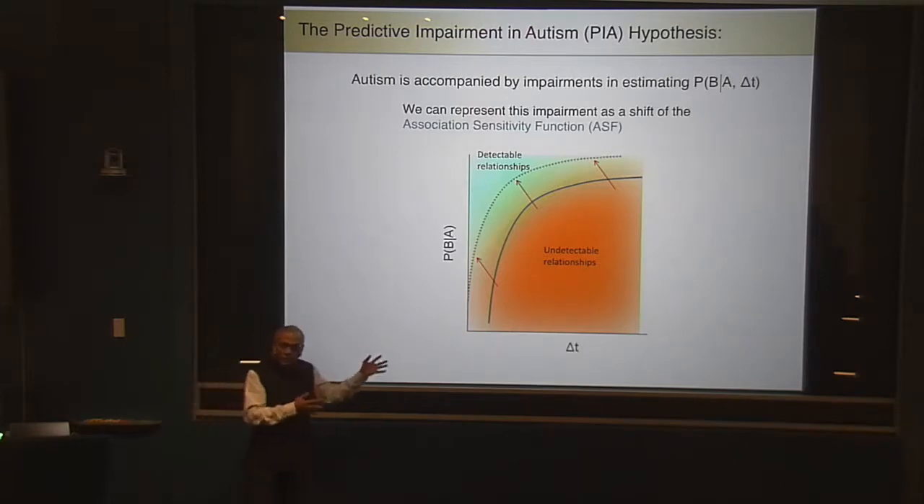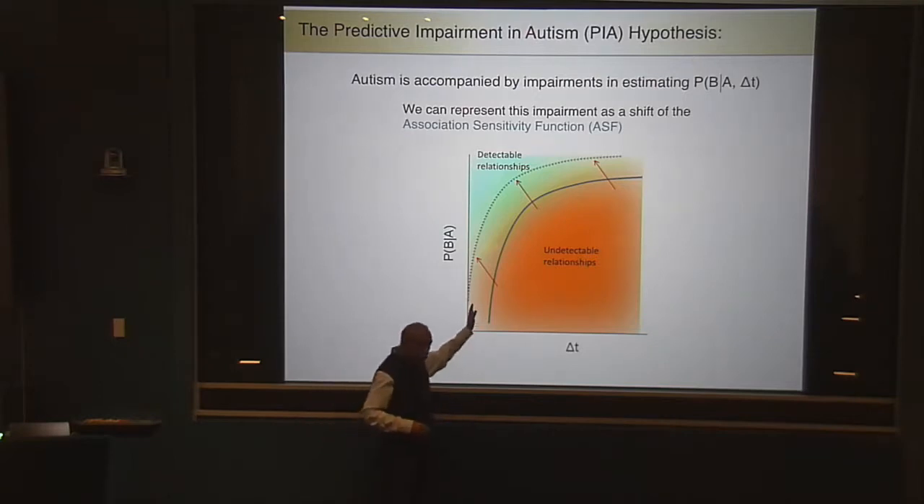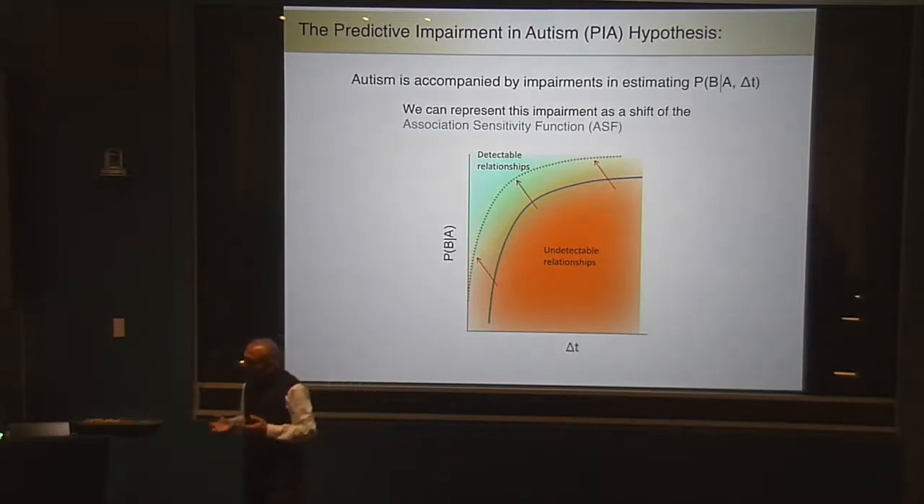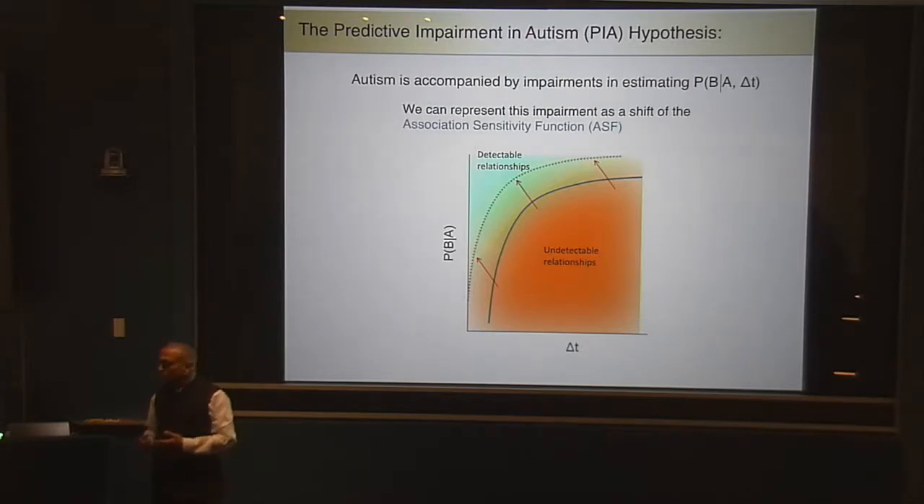And according to the PIA hypothesis, autism leads to a shift of this association sensitivity function to the up and left. So that some of the relationships in this region between the two curves, the relationships that are visible or evident to a neurotypical individual become invisible, undetectable to a person with autism. That is the crux of the PIA hypothesis.